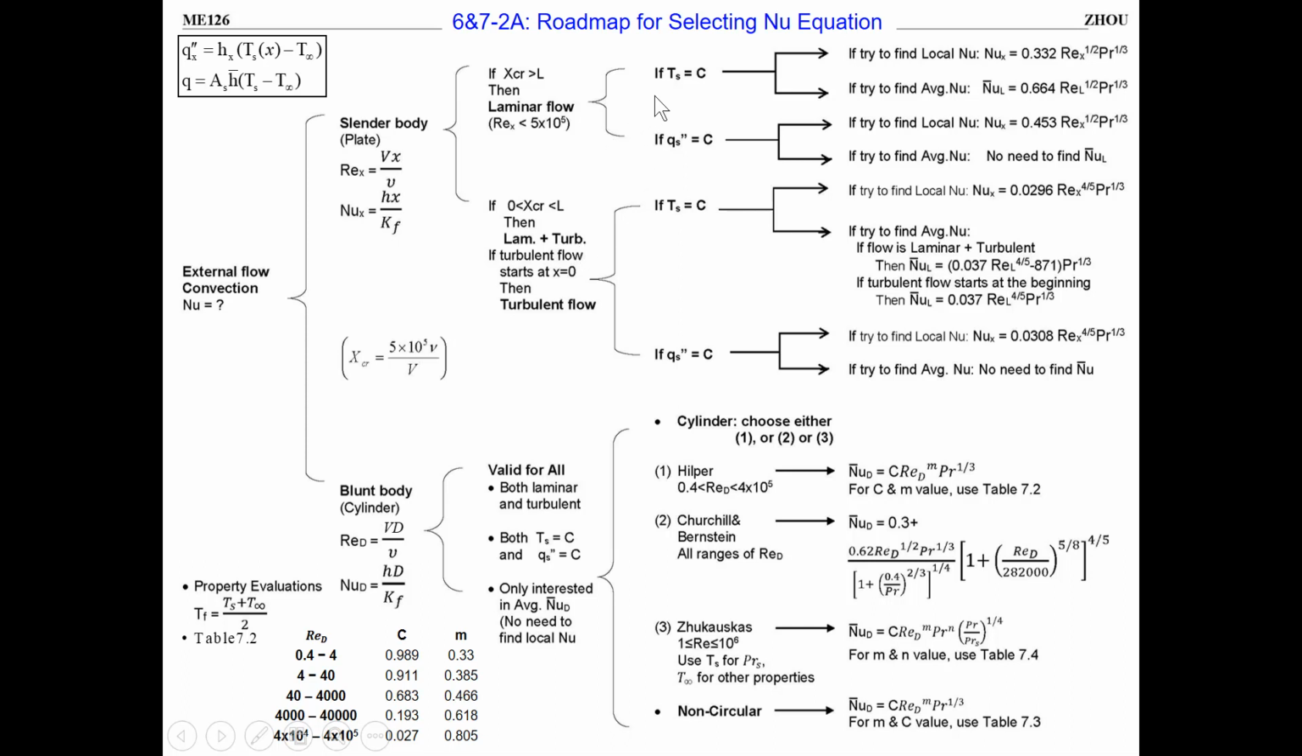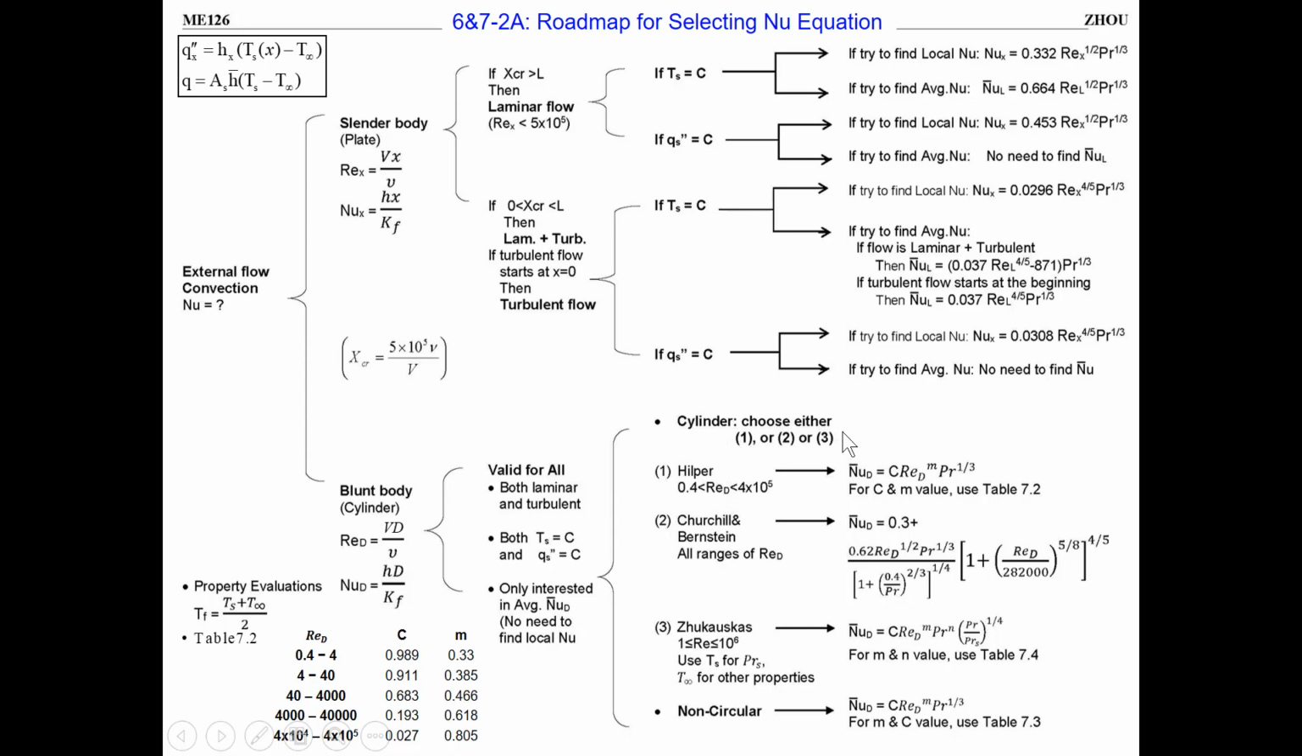Fourth, for the solid surface, you need to determine the thermal boundary condition. Lastly, based upon if you try to find local Newton number or averaged Newton number, you select the proper equation for it. For an external flow around a blunt body, like a cylinder, we're only interested in the averaged Newton number.